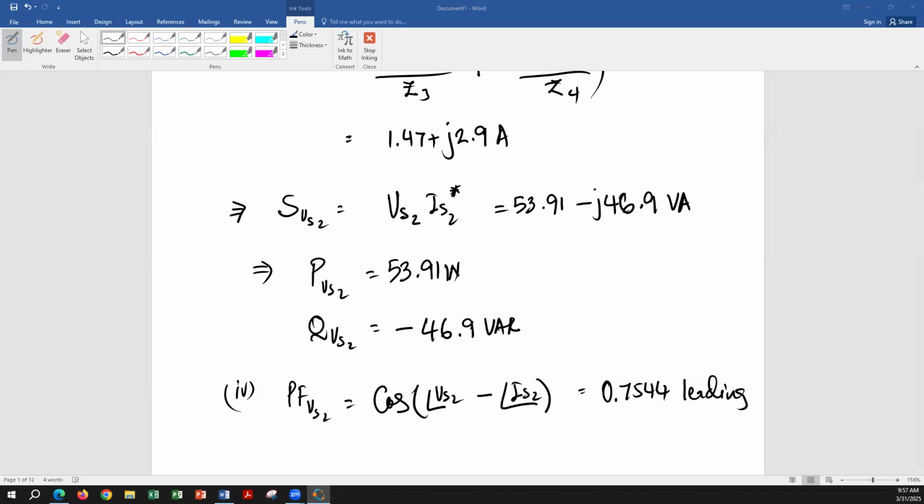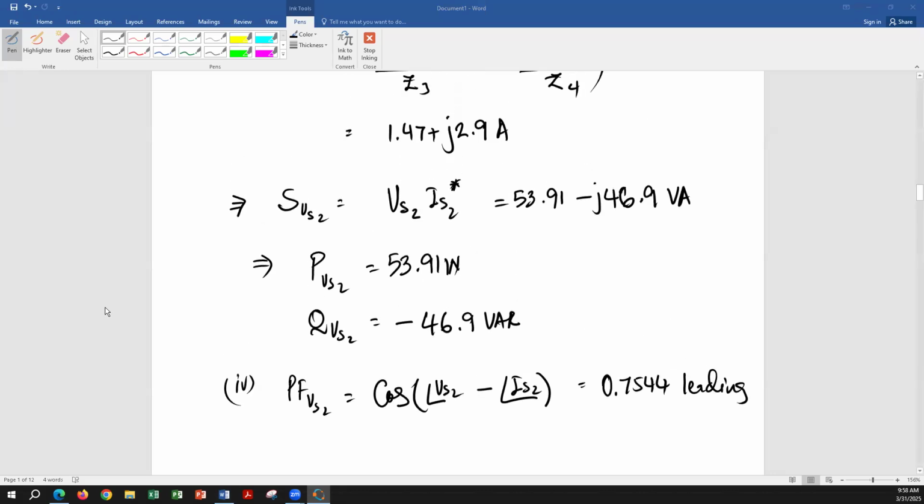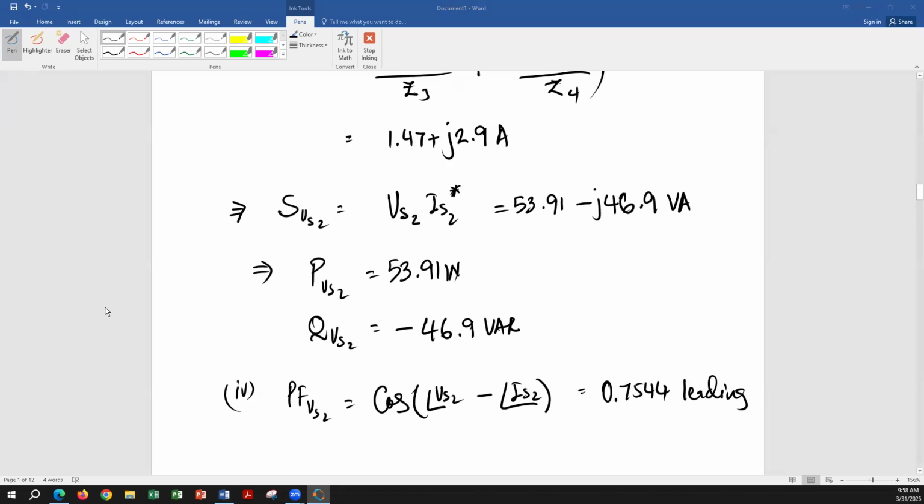Angle of current is 63.02, which is leading the phase of the voltage, which is 22 degrees. So it's a leading power factor. And these are all the values that were required.